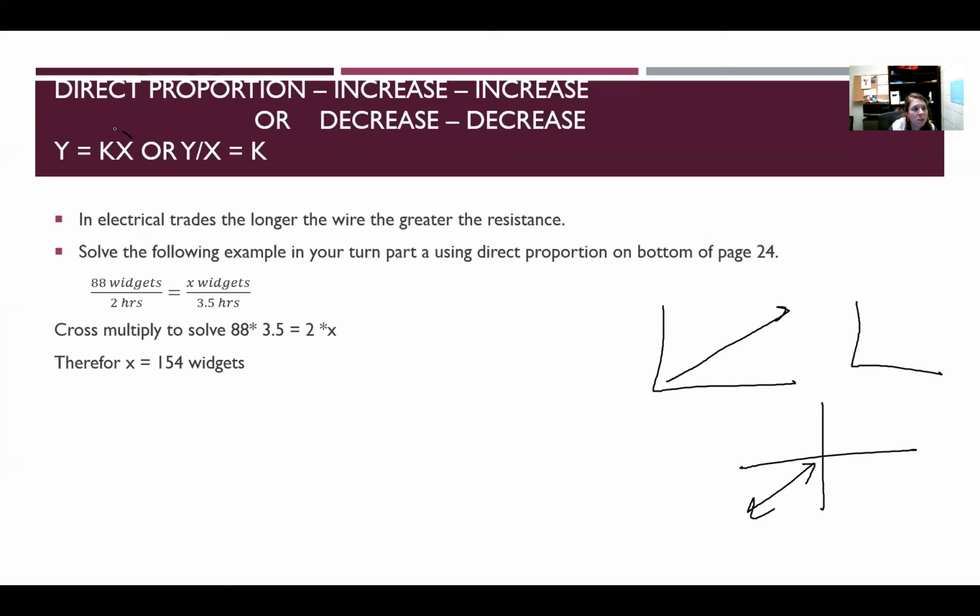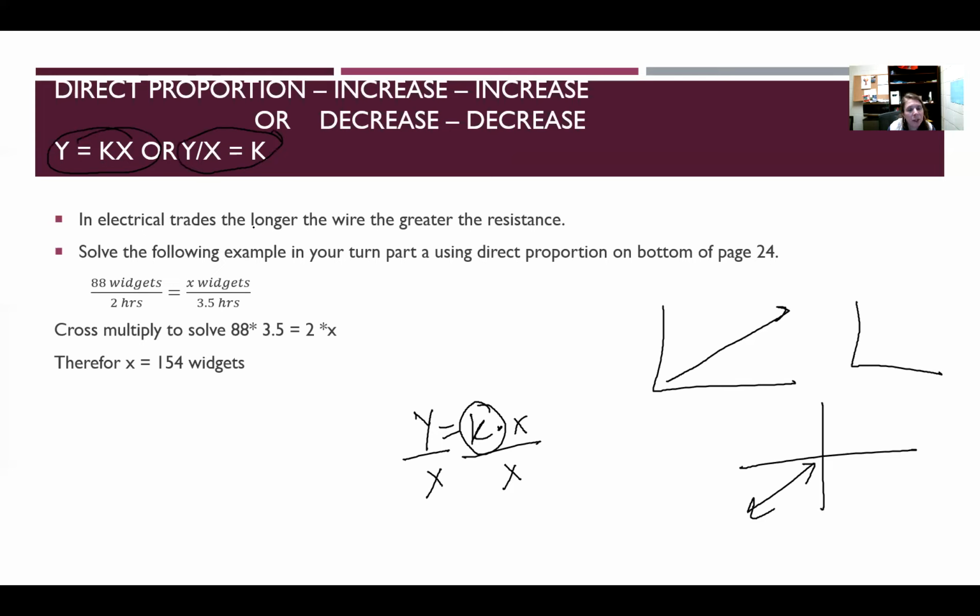So the direct variation formula is y equals kx. Now, if you were to solve for k, which is known as your constant of variation, you would have to end up dividing this by x, okay? So that comes from this formula right here, okay?